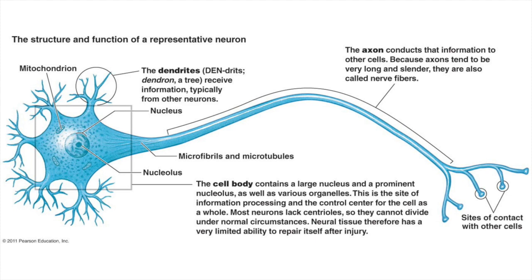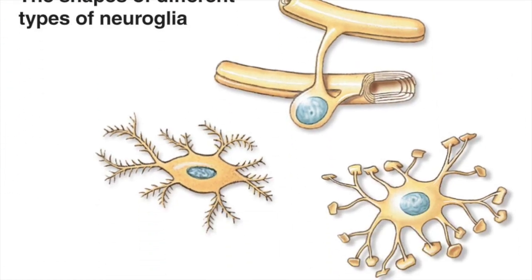Then neural tissue, this is a neuron. Neural tissue communicates and sends signals throughout the body. And main neural tissue is the neuron. We're going to learn all about it in chapter 11. And then there are also neuroglia, which protect and support the neurons. We'll learn more about them in chapter 11.